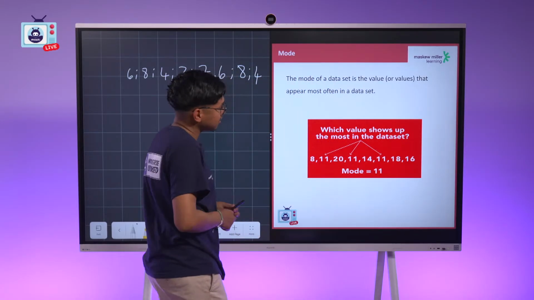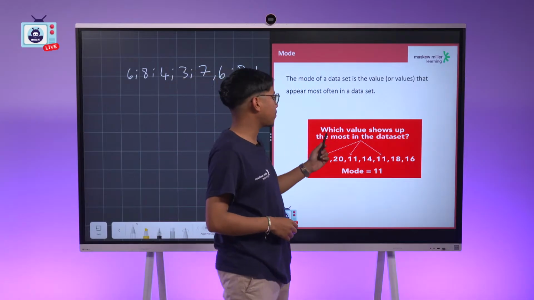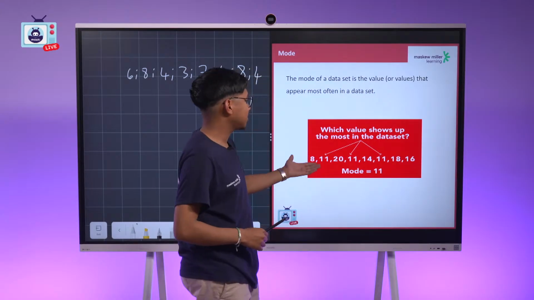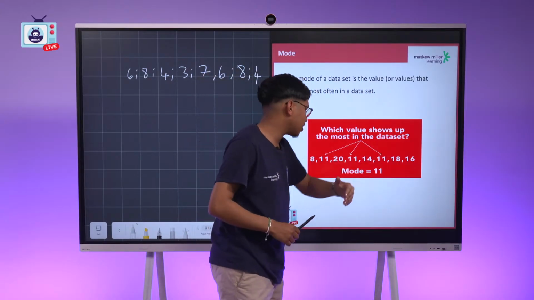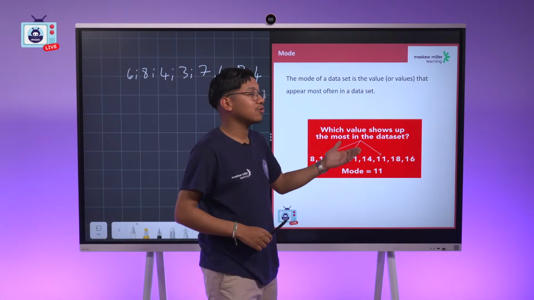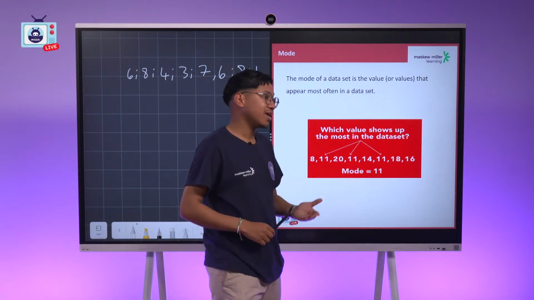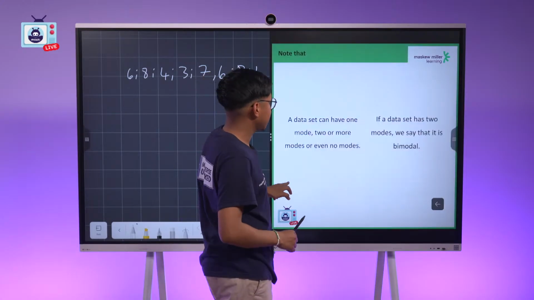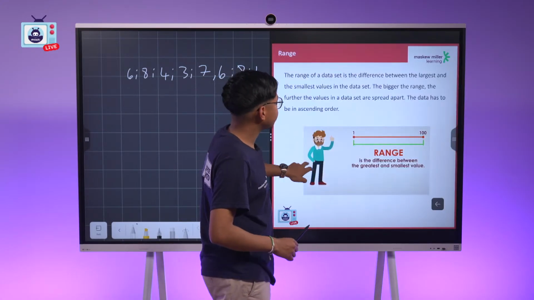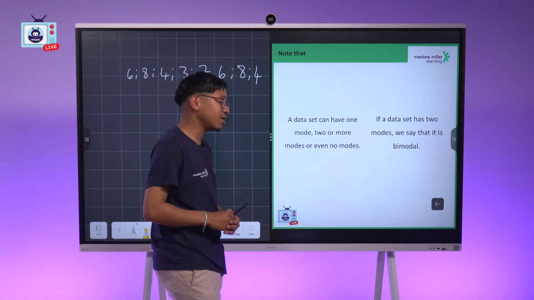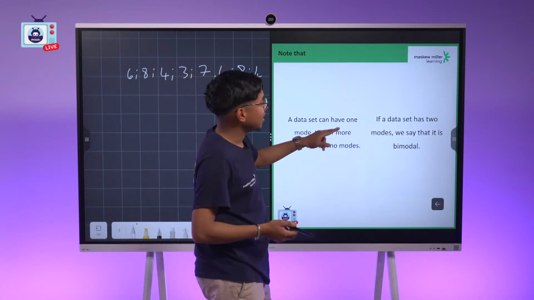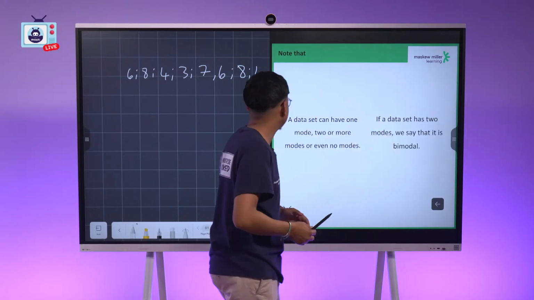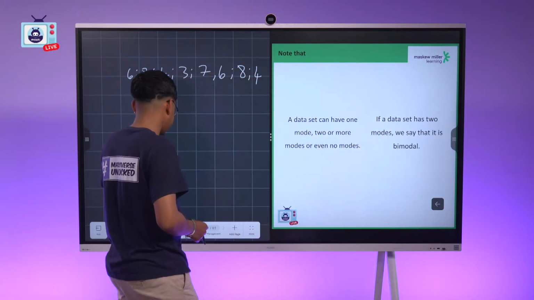All right? So if you look at this example over here, which value shows up the most in the data set? We can see here, with this data set, we have the number 11 that is occurring on 3 occasions, and hence my mode in this case is 11. So note the following. A data set can have one mode, two modes, or no modes. If a data set has 2 modes, we say that it is bimodal. And I've just shown you that over there.